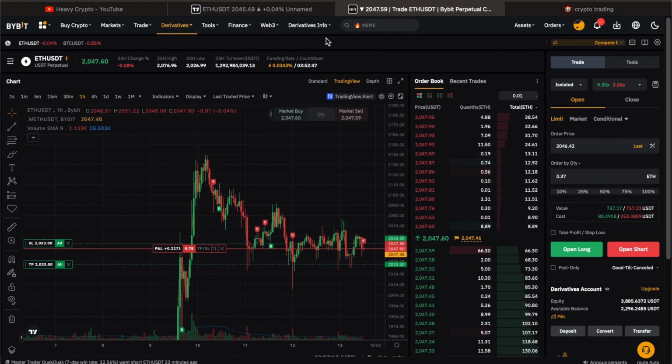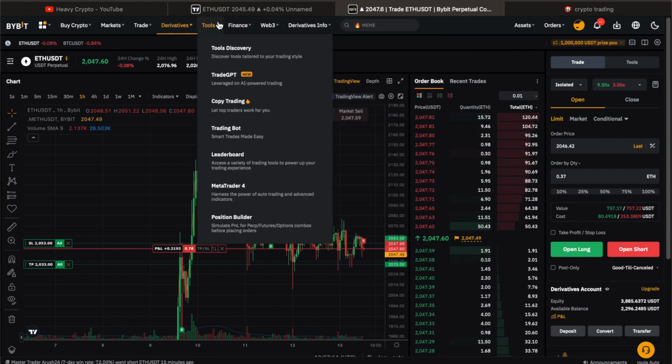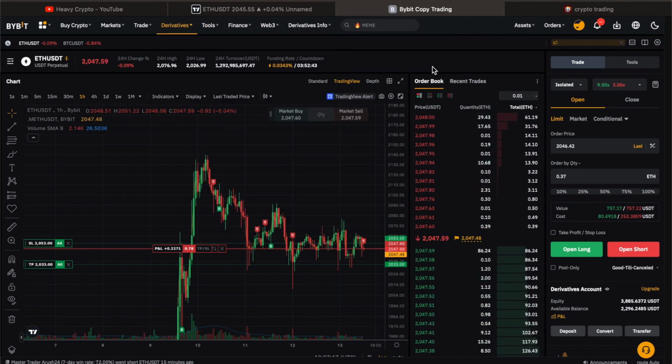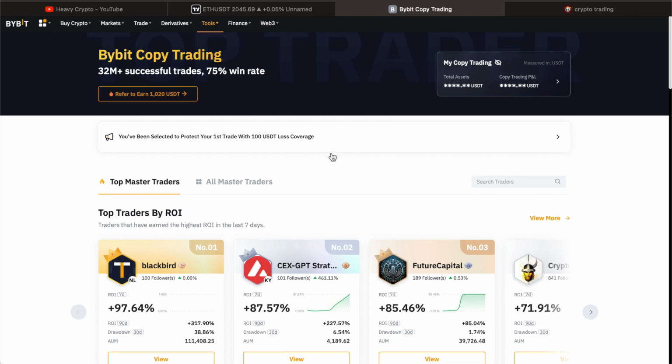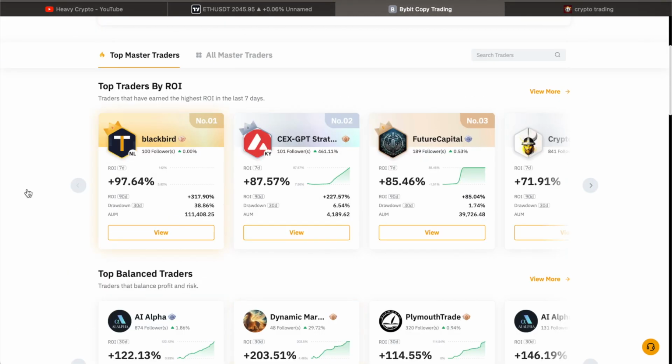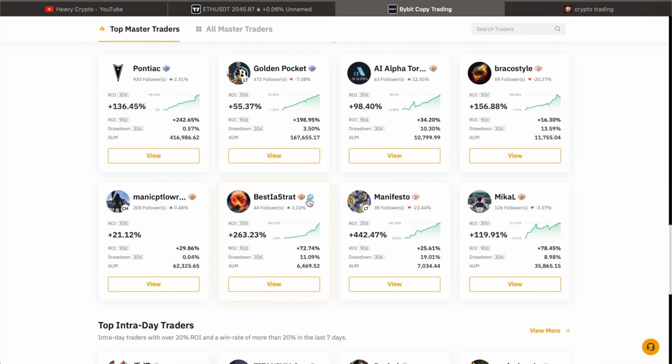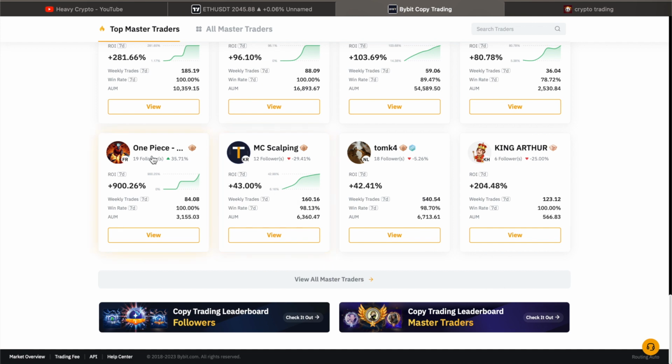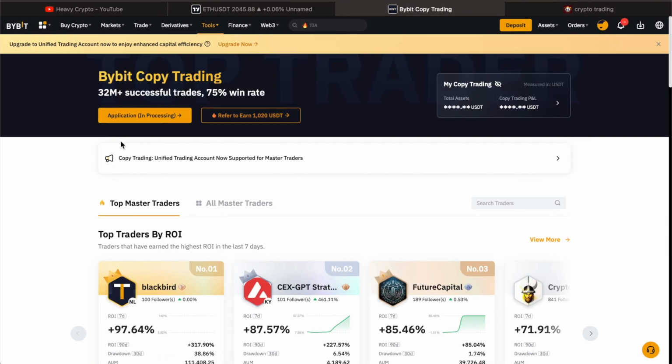If you want to take it further, you can also go to tools, and this is where you can copy trades. You can see all the pro traders on Bybit and be able to copy their trades. As you can see, this is the number one guy, a top trader by return on investment. He's making approximately 97% within 7 days. So you can also copy his trades. We have a lot of profitable traders right here, and you can copy their trades.